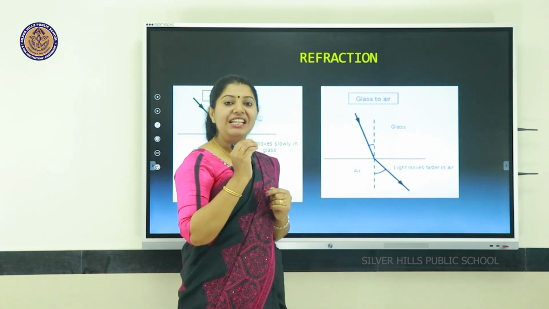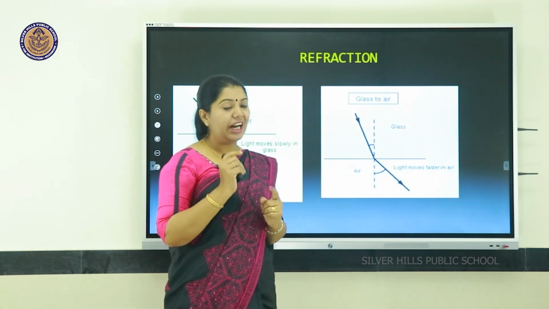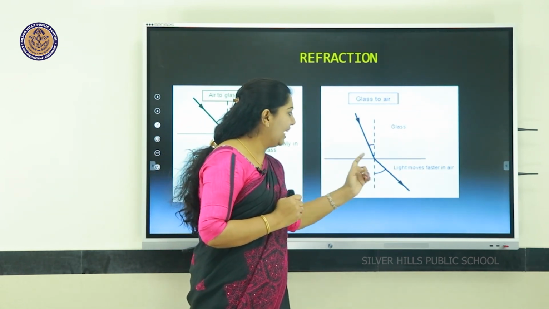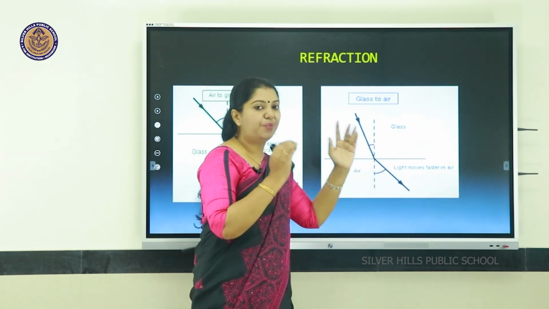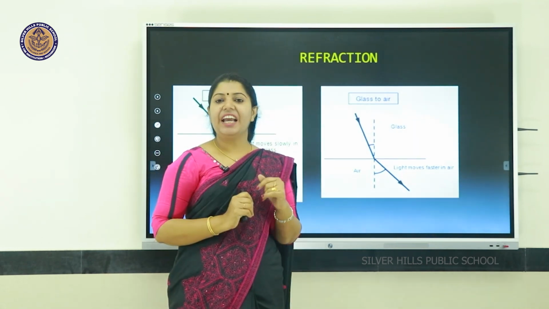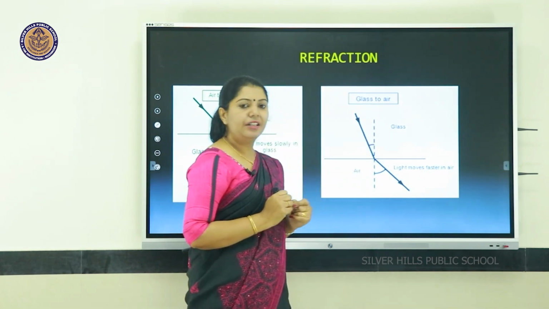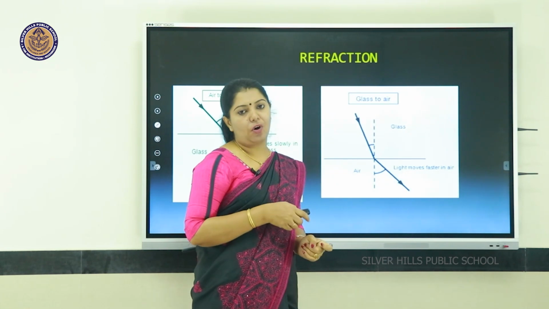Consider the second example. If a ray of light travels from glass to air, you know that glass is a denser medium and air is a rarer medium. Rarer medium means light moves faster in rarer medium. When a ray of light travels from glass to air, the refracted ray bends away from the normal.